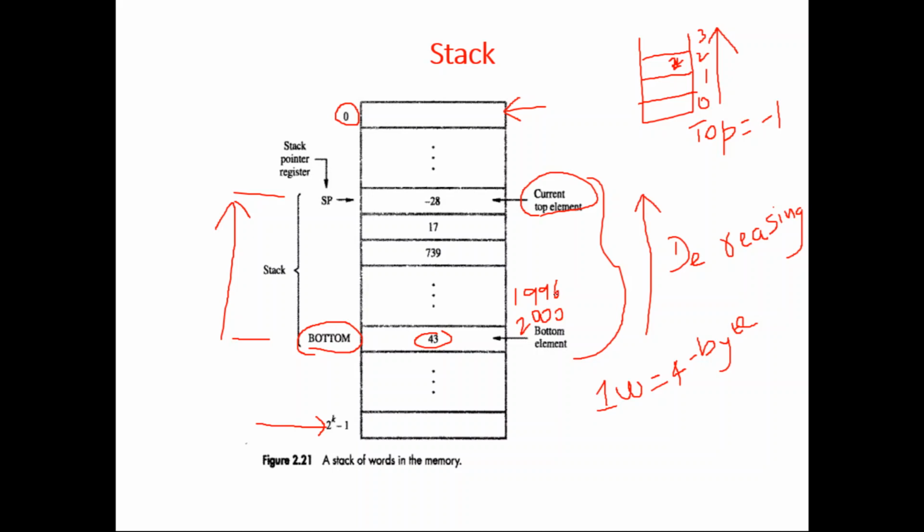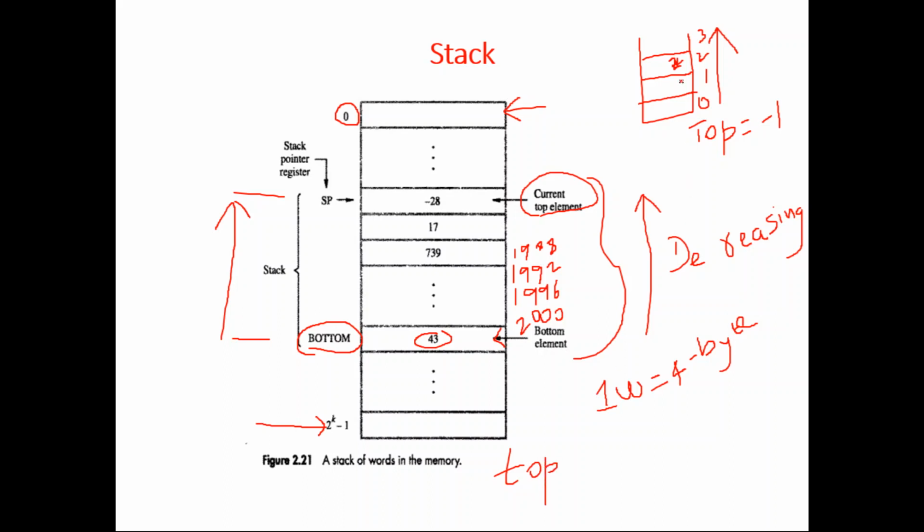The next address will be 1996 minus 4, which is 1992, right? And the next will be 1992 minus 4, which is 1988. Like that it will go. You get it? This is the address of the bottommost element, 2000. So what should we give when the stack is empty? What should top be? What should the top pointer contain?